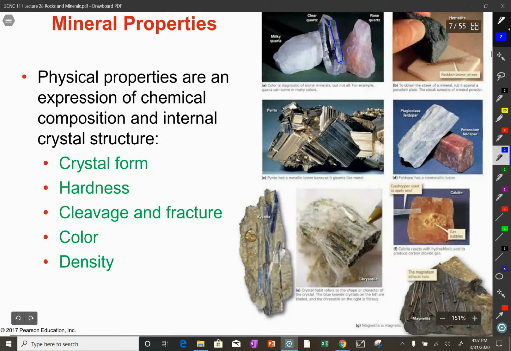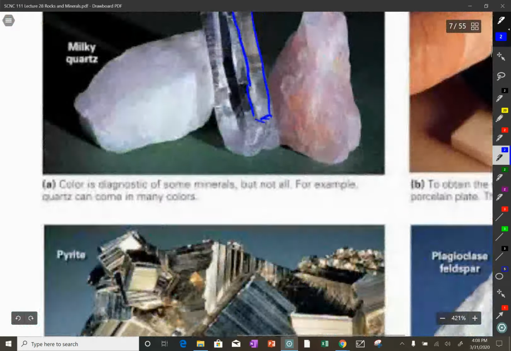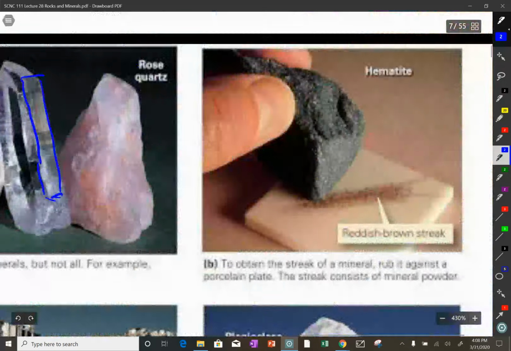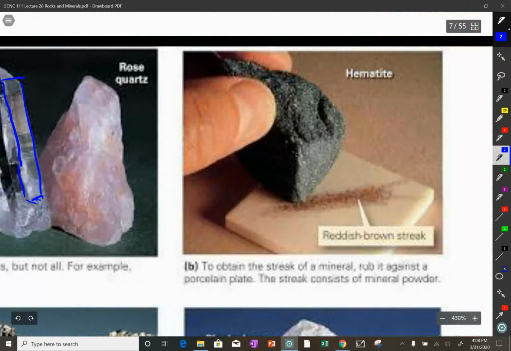Then we have the color. Well, color is pretty clear. Density, we state density fairly well, so that's something that you can figure out well. Now, I want to look at these pictures just a little more because I don't think I talk about all of them in slides coming up. This here is what we call the streak.